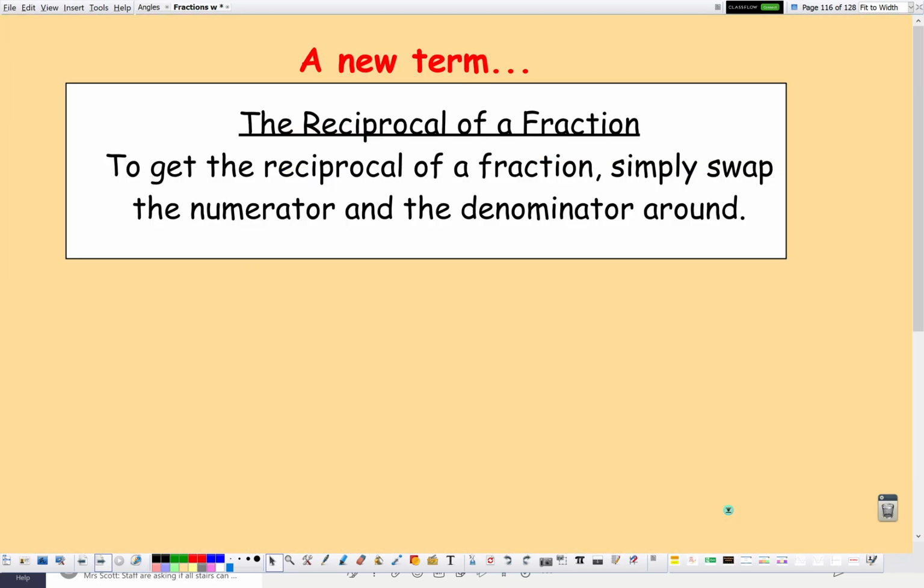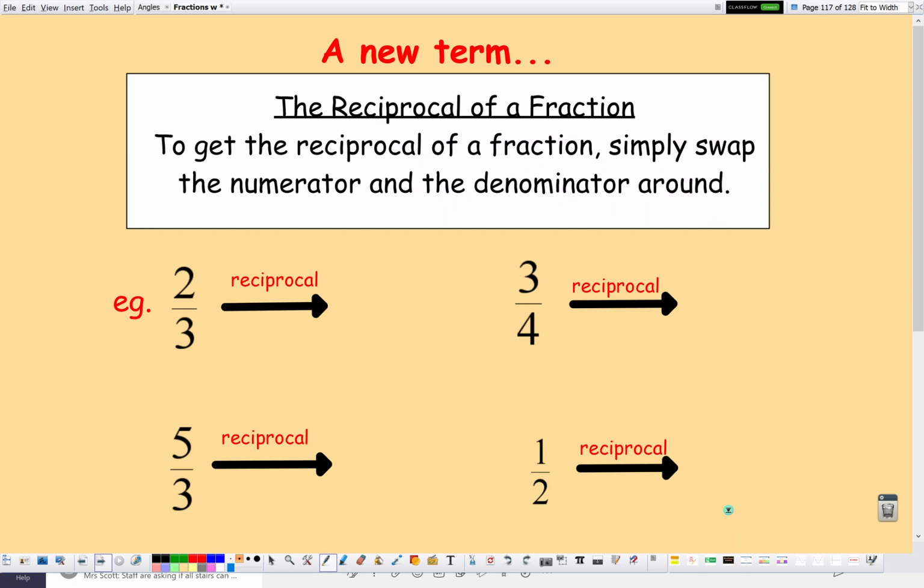Right, I do actually need you to copy down what's on this screen. Copy this statement, this new term which is called the reciprocal. To get the reciprocal of a fraction, you simply swap around the numerator and the denominator. Copy what's in that white box, and then we've got 4 examples to show you. So copy that definition, and then let's do these 4 examples.